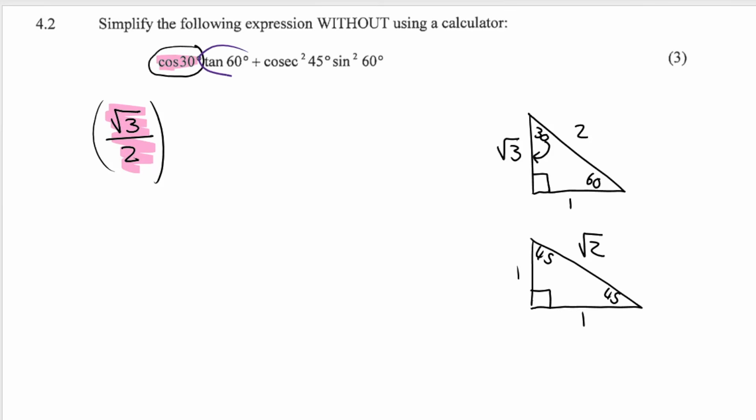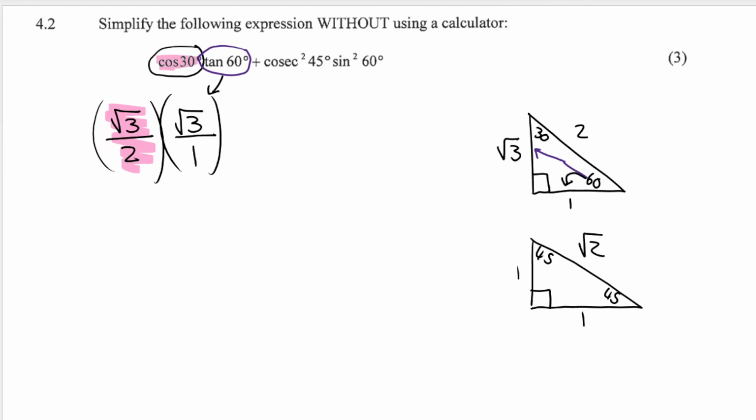Then tan of 60. Go to 60 in your triangle. What is tan? Tan is opposite over adjacent. What side is opposite the 60? Square root 3. What's adjacent to the 60? 1. Square root 3 over 1. That is what tan 60 is.